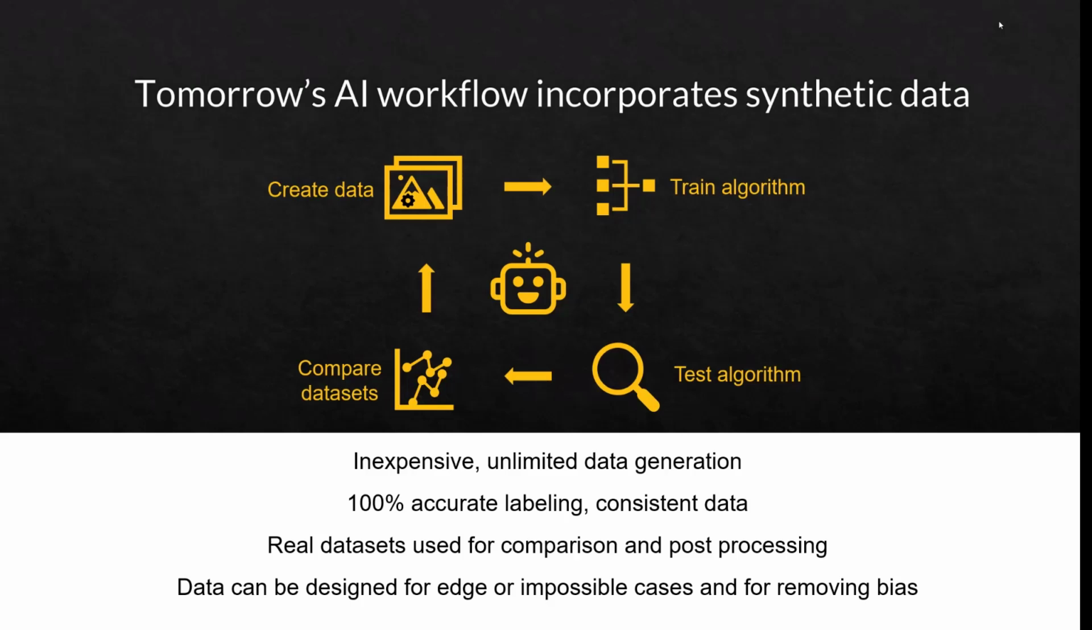One of the ways that we often start out working with customers is to ask, what is the ideal data set that you think you need to start off this process? This allows the customer to start out from a position where they're going to be able to generate very inexpensive, unlimited data sets that are 100% accurately labeled. Real data sets can be used for comparison and post-processing, and then data can be designed for edge or impossible cases and for removing bias.